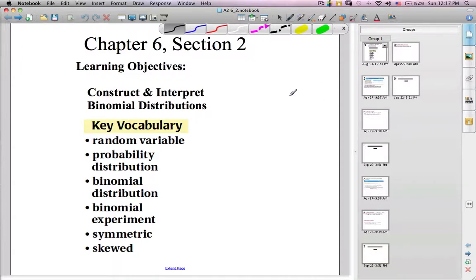In section 6.2, we're going to be working with binomial distributions. So we're going to learn how to make a binomial distribution and how to interpret the data that is in a binomial distribution. And our vocabulary is going to be pretty extensive in this section. We want to understand what a random variable is, what is a probability distribution, what is a binomial distribution, what is a binomial experiment, what does it mean when a binomial distribution is symmetric or skewed? Okay, so we're going to talk about all these things as we go forward.